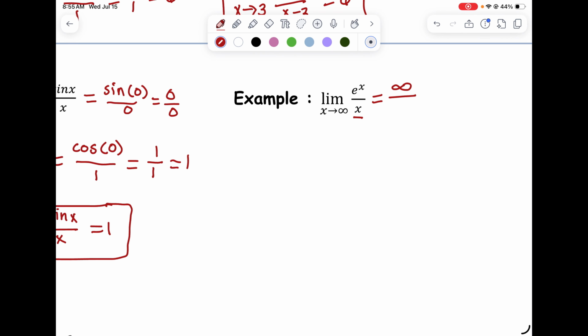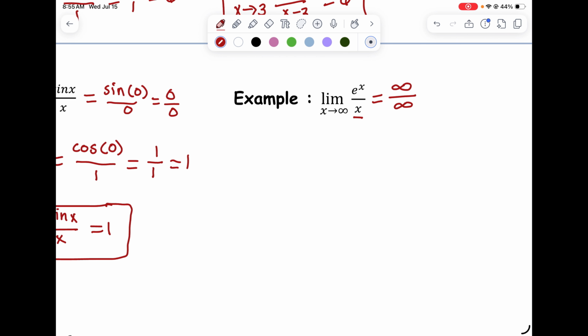So that means that every time we plug in a bigger number, x itself is also going to be a bigger number, and it's going to keep getting bigger. So that means our denominator is also infinity. So now we see that we have infinity over infinity, which is an indeterminate form. And now we can apply L'Hopital's rule.